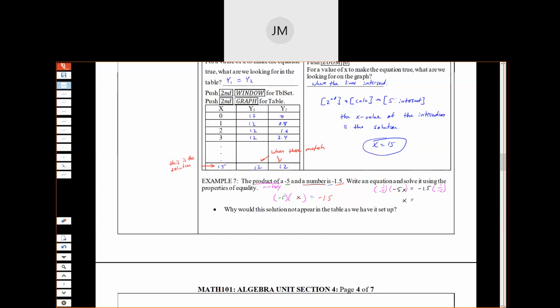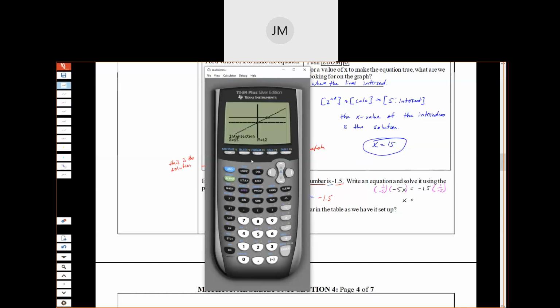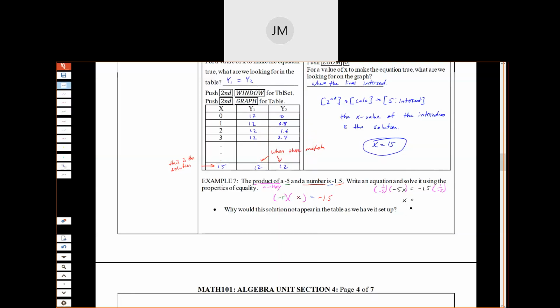Okay. On the other side of the equation, I have -1.5 times 1 divided by -5. And I get 0.3. Okay, this wouldn't show up in the table because, again, it's not a whole number value.